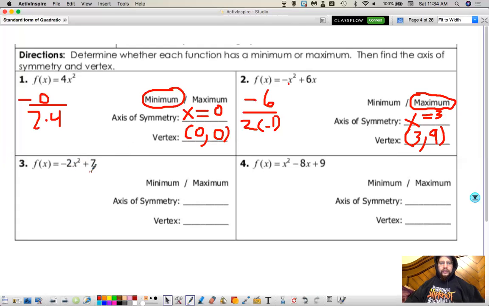Over here, not very interesting. Our b is 0. Doesn't matter what c is. Doesn't matter what a is. B is 0. Our x coordinate is going to be 0. Plug that in. 0 here. 0 plus 7 is 7. That's negative. That means we have a maximum value here. And x equals 0.